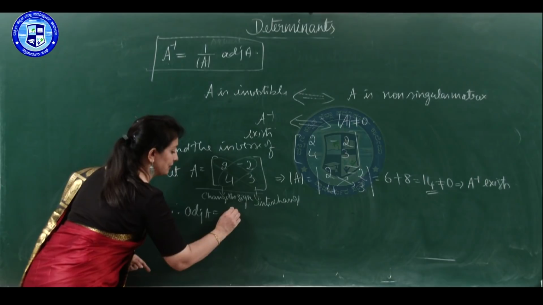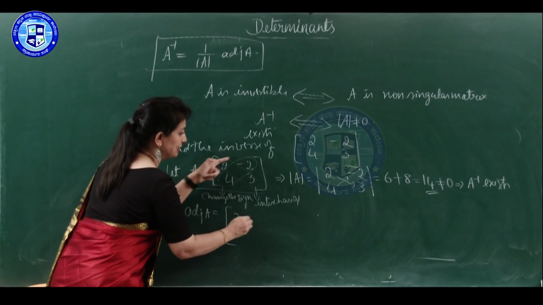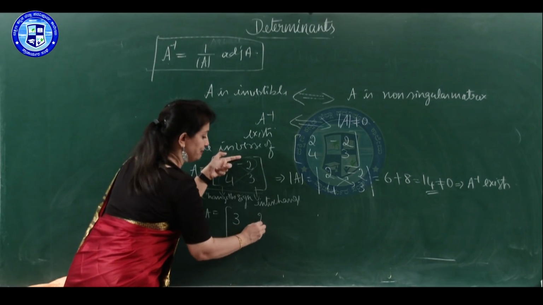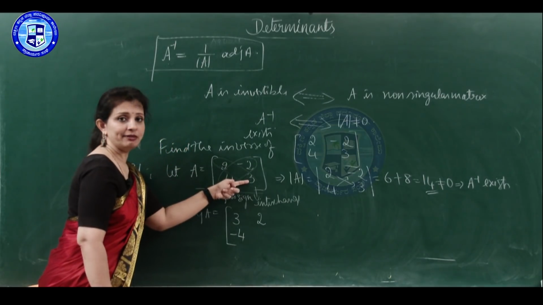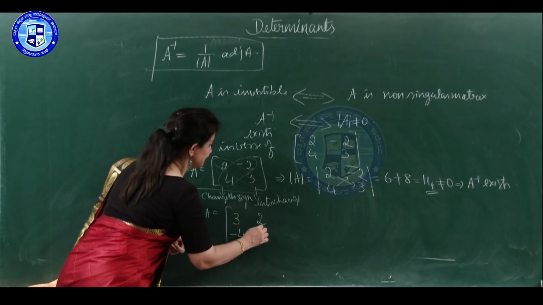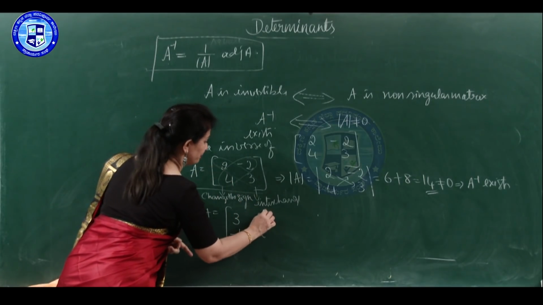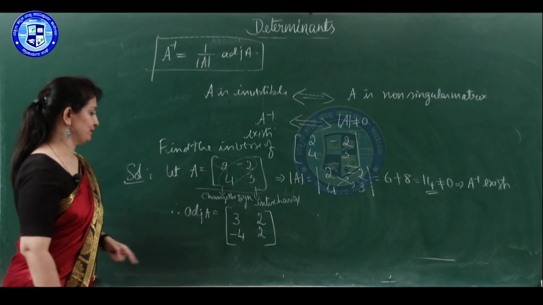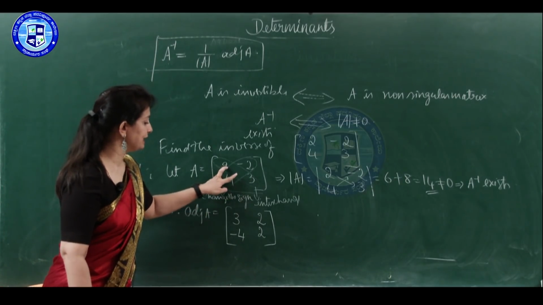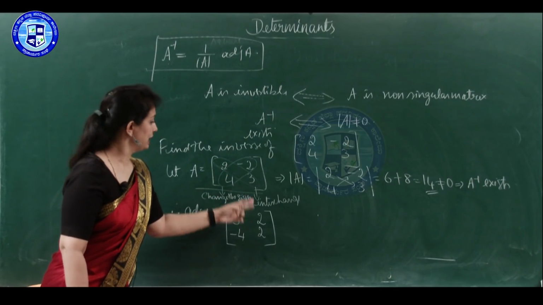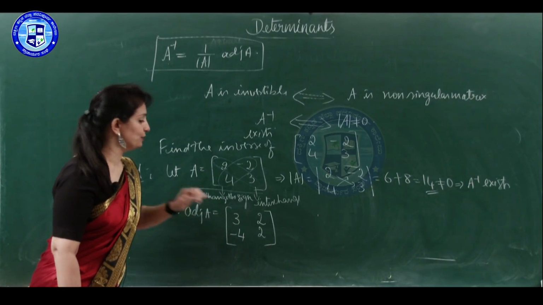So what is adjoint A? Adjoint A equals diagonal elements interchange. So it is 3, -2 change the sign plus 2, 4 change the sign minus 4. Diagonal elements interchanging, this is 2, here 3 to 2, minus 4. So it is adjoint A. Interchange the diagonal elements, 2 3 change to 3 2 and change the sign of the other two elements, -2 changes to +2, 4 changes to -4.